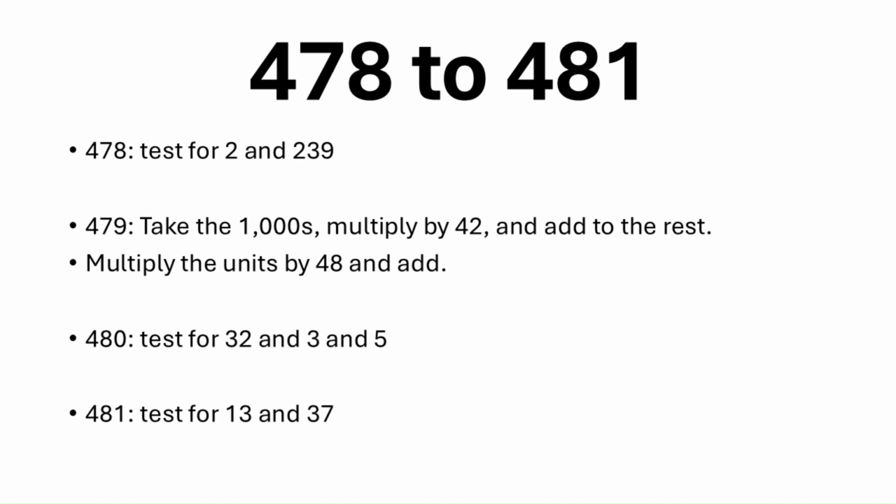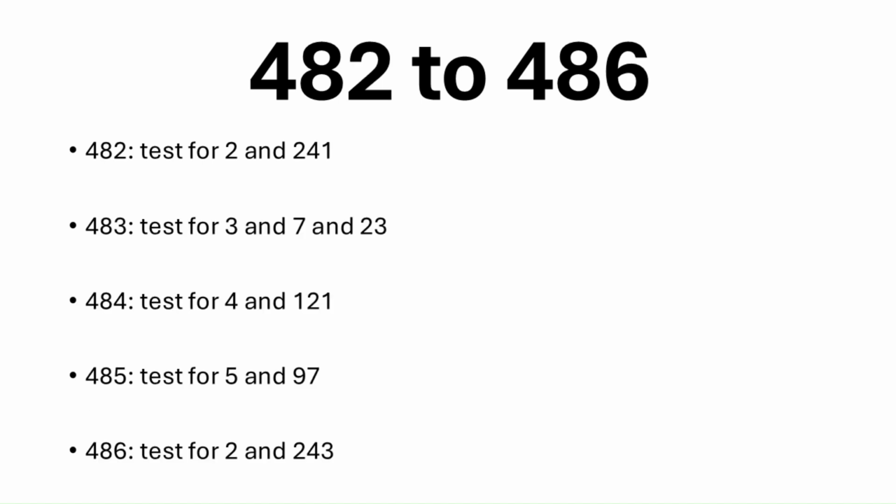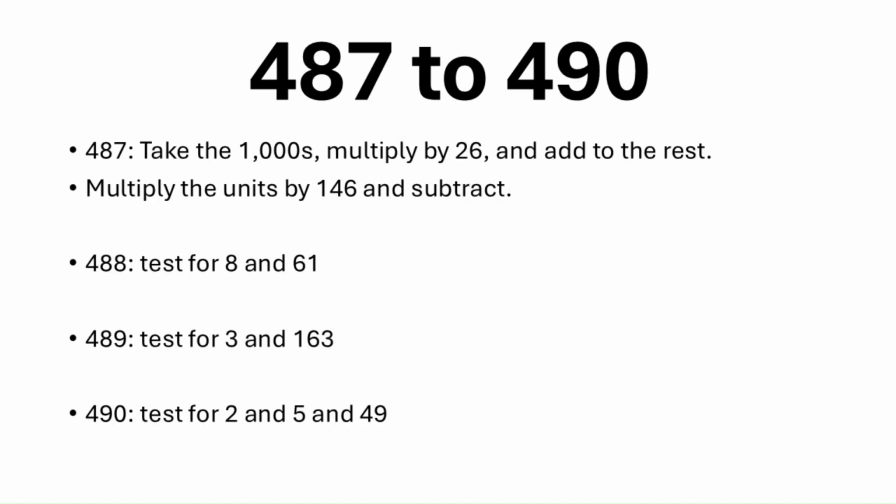480, test for 32 and 3 and 5. 481, test for 13 and 37. 482, test for 2 and 241. 483, test for 3 and 7 and 23. 484, test for 4 and 121. 485, test for 5 and 97. 486, test for 2 and 243. 487, take the 1000s, multiply by 26, and add to the rest. Multiply the units by 146 and subtract.